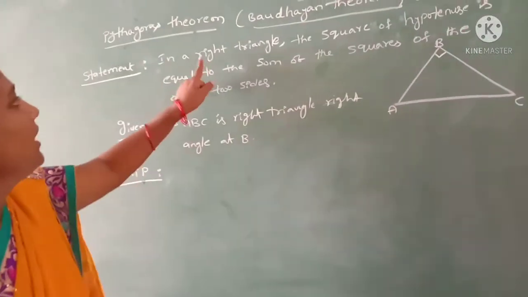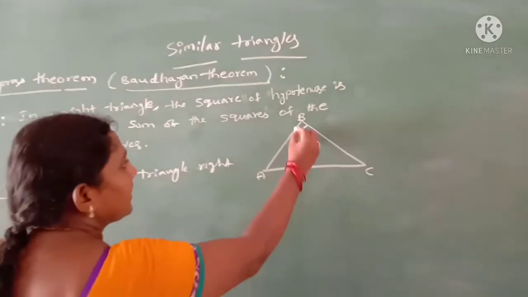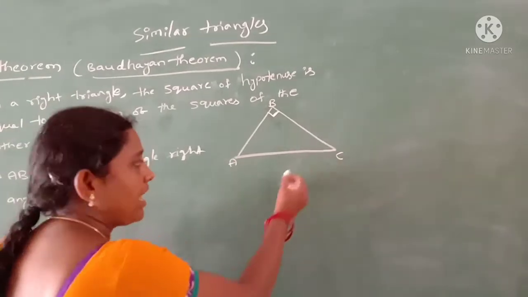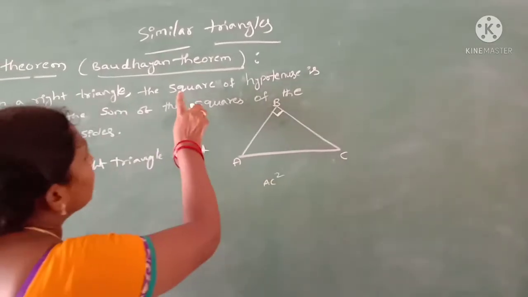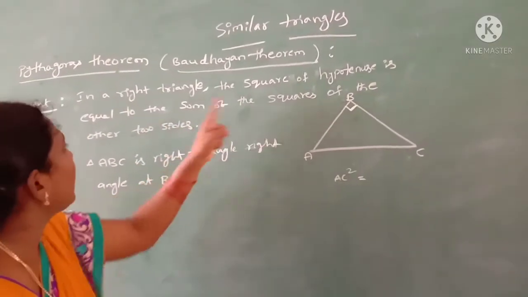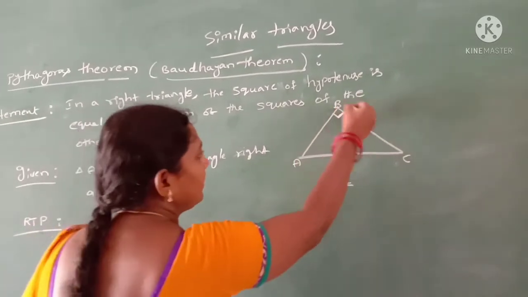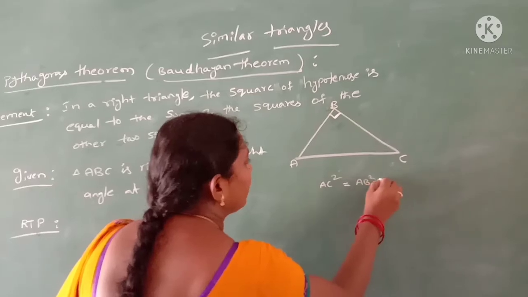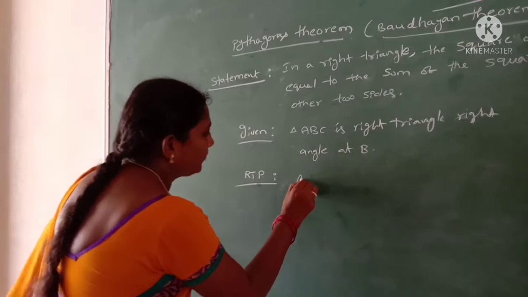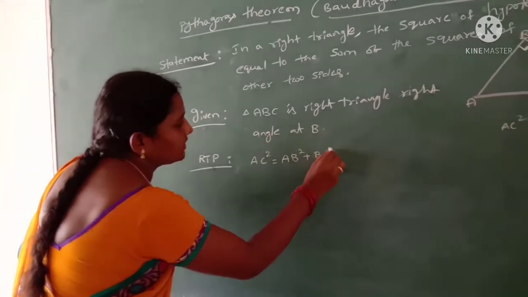In a right angle triangle, the square of the hypotenuse. Hypotenuse means the side opposite the right angle. So AC is the hypotenuse. The square of the hypotenuse is the sum of the squares of the other two sides, that is AB square and BC square. So the RTP is: AC square equals AB square plus BC square.